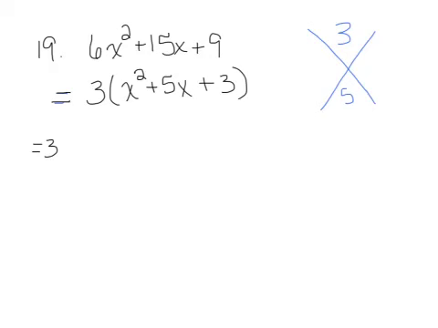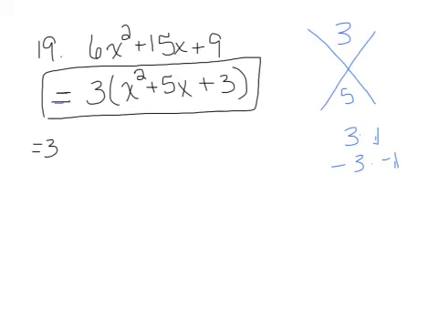Are there any numbers that can multiply together to give you a 3, but add up to a 5? No, because the only way we can get 3 is 3 times 1, or negative 3 times negative 1. And those add up to either 4 or negative 4. So we are actually done right here. This is our final answer. We don't say that it's prime because we were able to factor out a greatest common factor. But the trinomial won't factor after that.